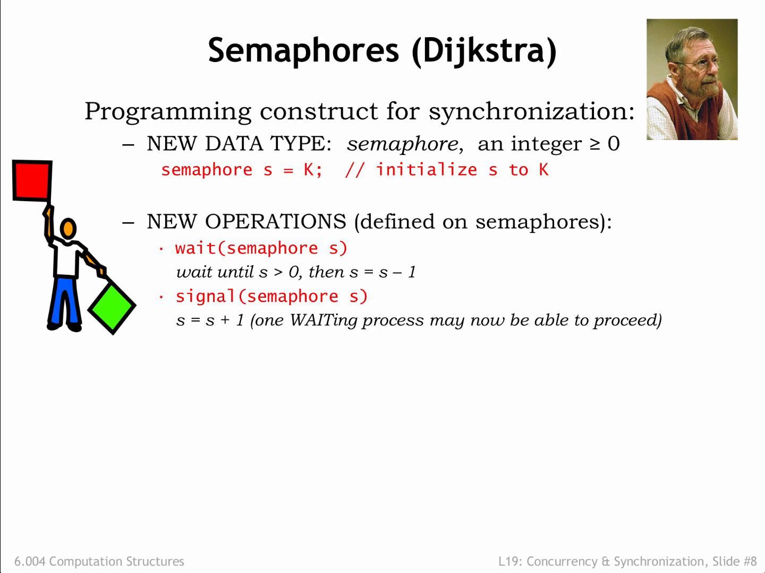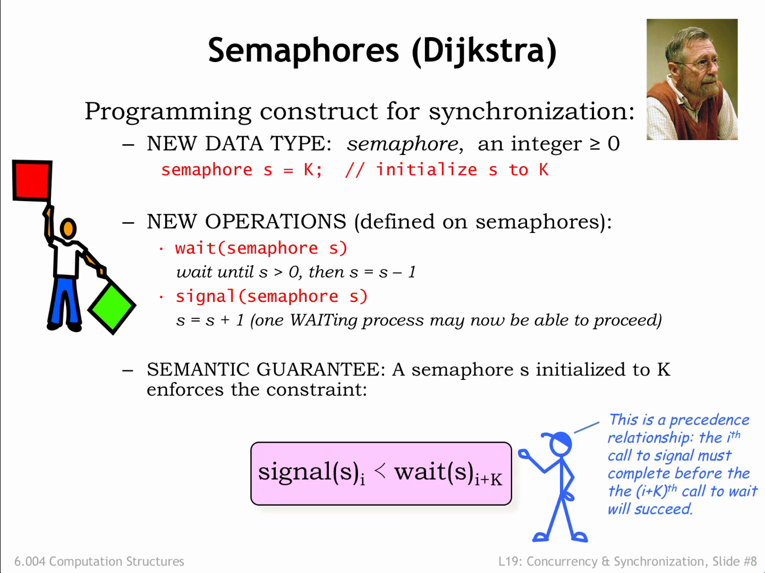We'll have to be careful with the implementation of signal and wait to ensure that the exactly one constraint is satisfied. In other words, that two processes both waiting on the same semaphore won't both think they can decrement it and proceed after a signal. A semaphore initialized with the value k guarantees that the ith call to signal will precede the (i+k)th call to wait. In a moment, we'll see some concrete examples that will make this clear.